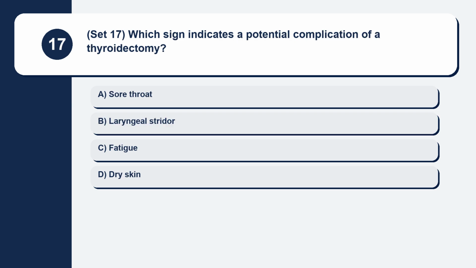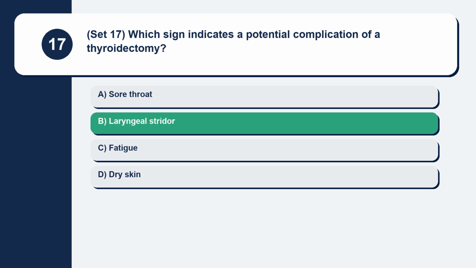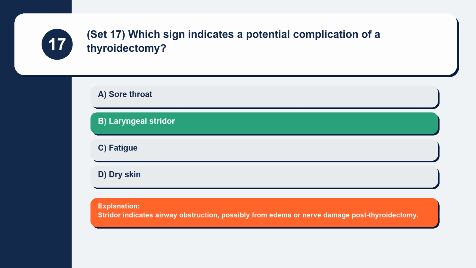Question 17. Set 17. Which sign indicates a potential complication of a thyroidectomy: sore throat, laryngeal stridor, fatigue, dry skin. Stridor indicates airway obstruction, possibly from edema or nerve damage post-thyroidectomy.